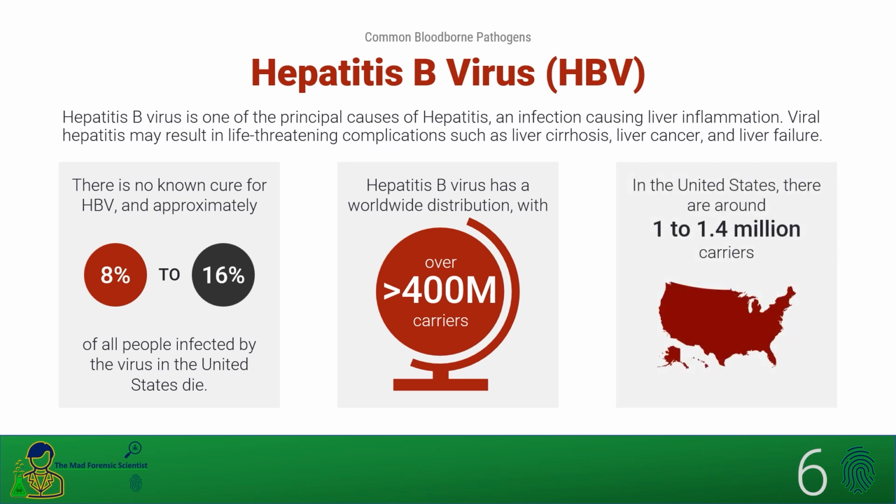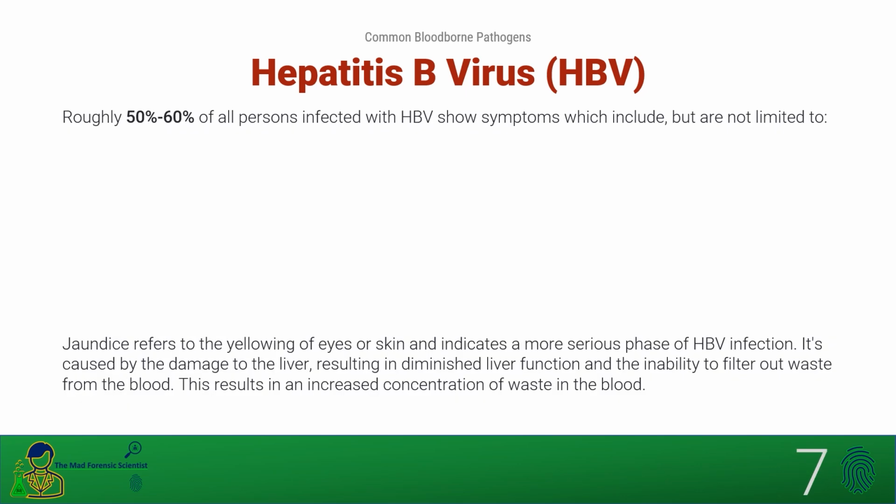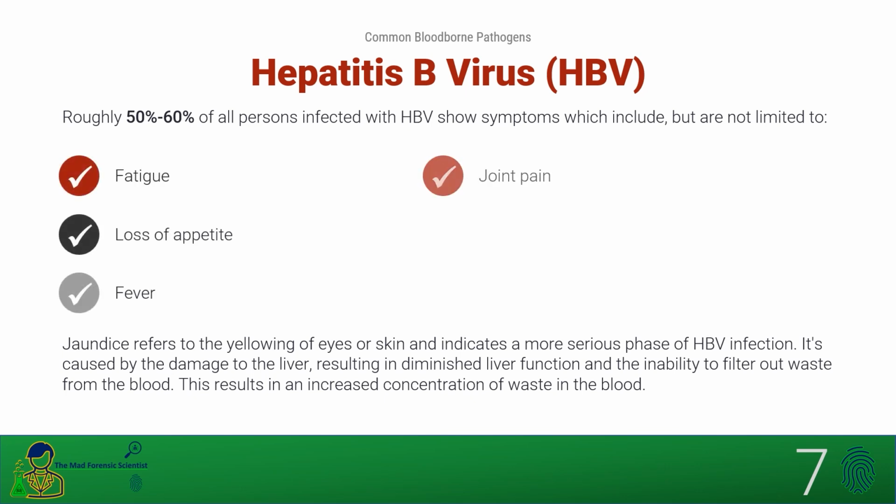Roughly 50 to 60% of all persons infected with HBV show symptoms, which include but are not limited to fatigue, loss of appetite, fever, joint pain, nausea, abdominal pain and vomiting, or jaundice. Jaundice refers to the yellowing of skin and indicates a more serious phase of HBV infection. It is caused by damage to the liver, resulting in diminished liver function and the ability to filter out waste from the blood. This results in an increased concentration of waste in the blood, leading to jaundice.